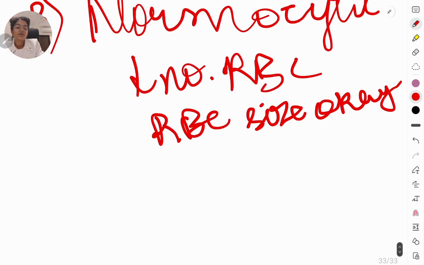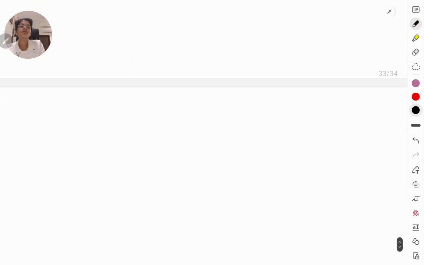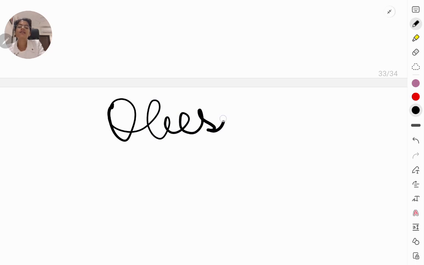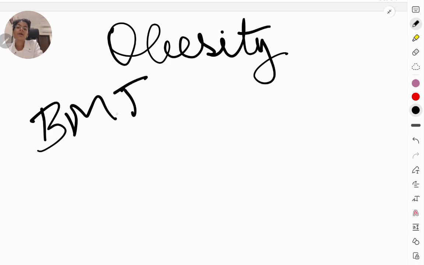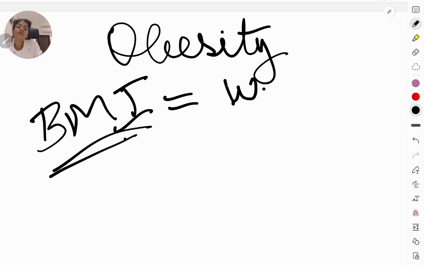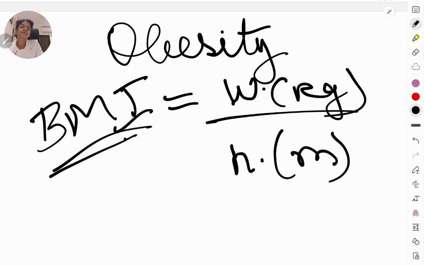Okay, fine. Now let's find out about obesity. Obesity is so common in today's world. In fact, it is found even more than marasmus and kwashiorkor. Abnormal increase in the body weight, which is very excessive fat deposit, is called obesity. It could be found out by BMI, body mass index, which has the formula weight in kg divided by height in meter squared.